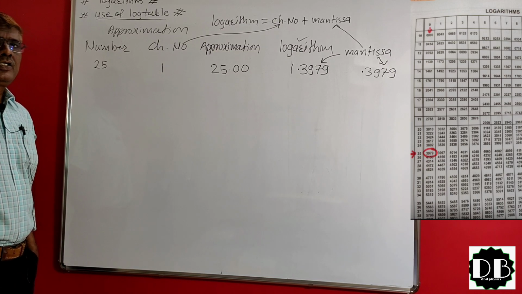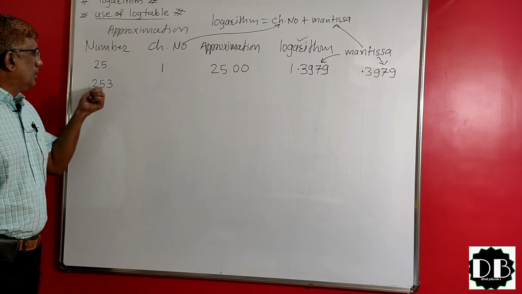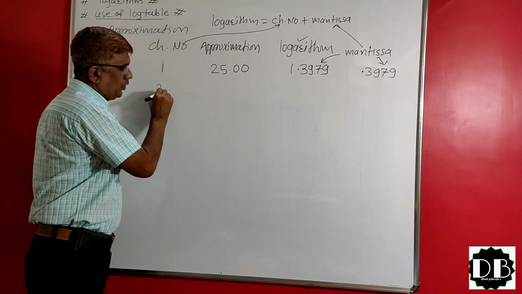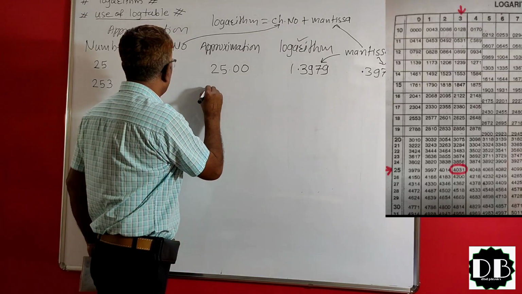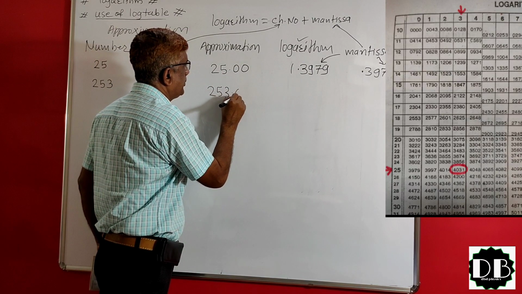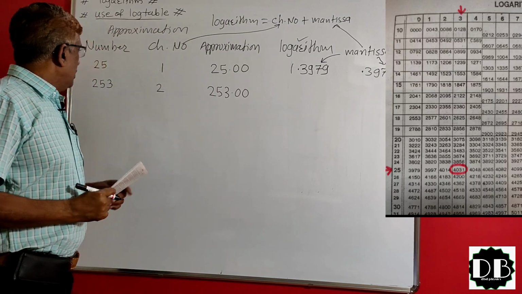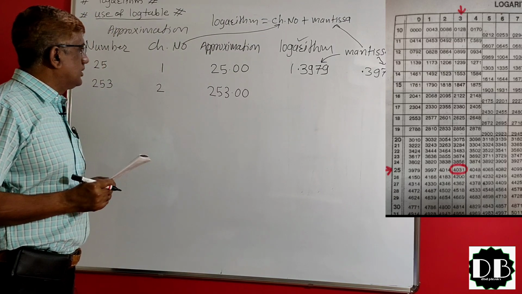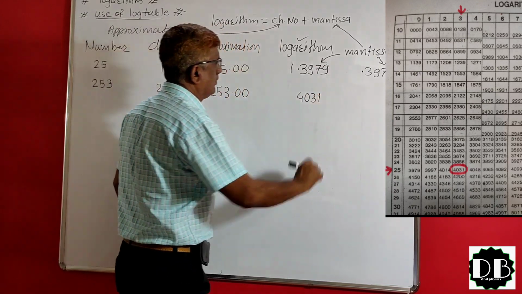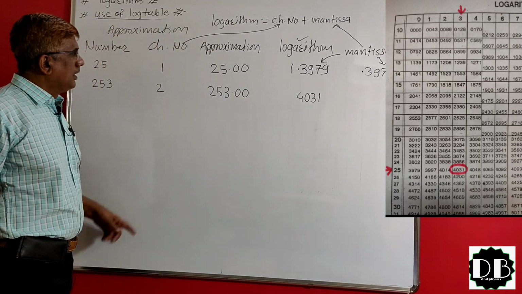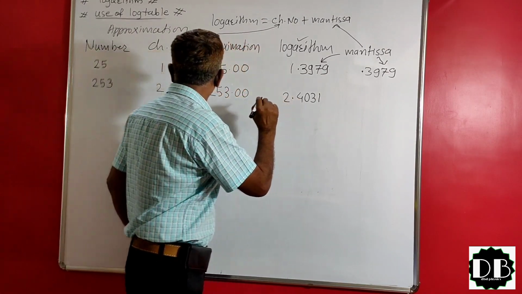Suppose that we have the number 253. Character number, as usual, is 2. Character number is right here, 2. For the mantissa, approximation remains as it is, 253.00. Where approximation changes we are going to see. Our logarithm is: mantissa is 4031. Add the character number into it, 2 point.